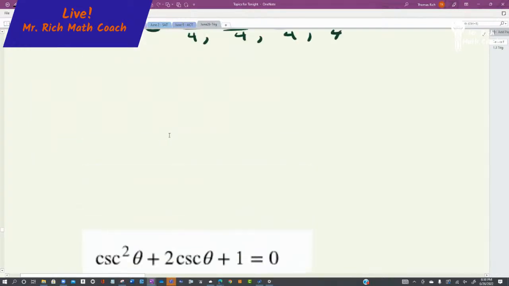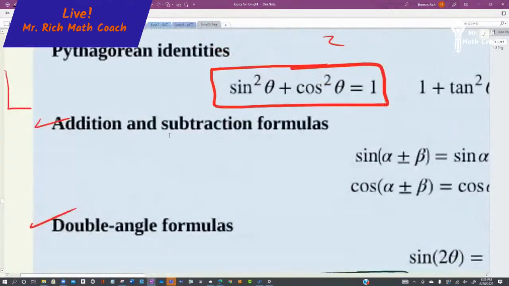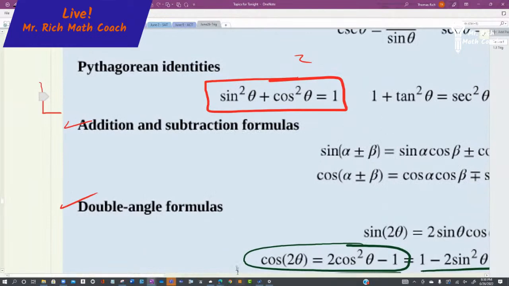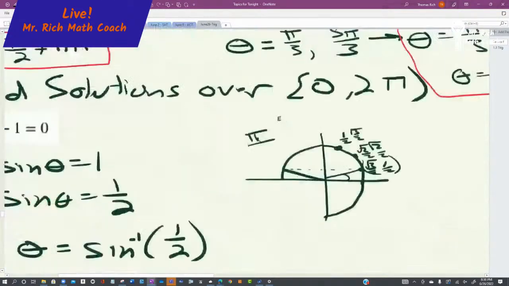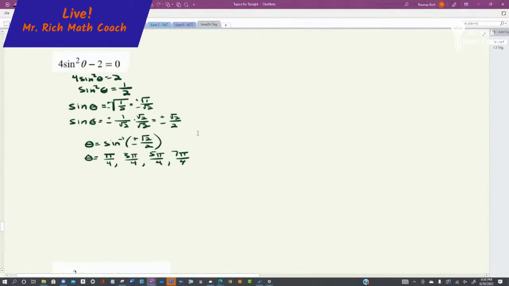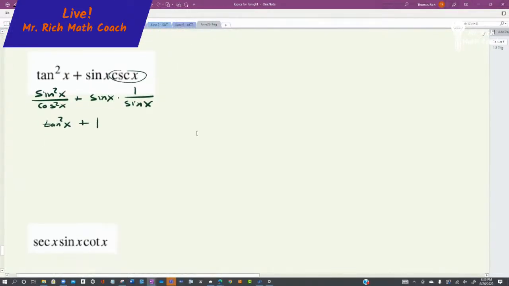Well, if you go back to the trig identities that I was showing you, your Pythagorean identities, 1 plus tangent squared theta is secant squared right here. So we'll come down, and that basically is going to be the end of that problem, because this is going to be secant squared x.